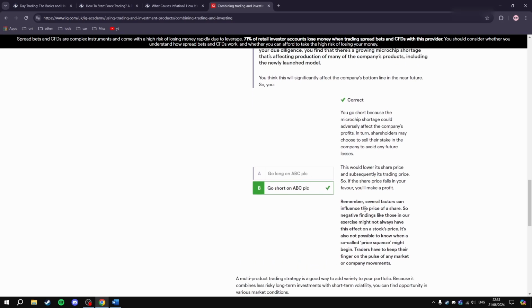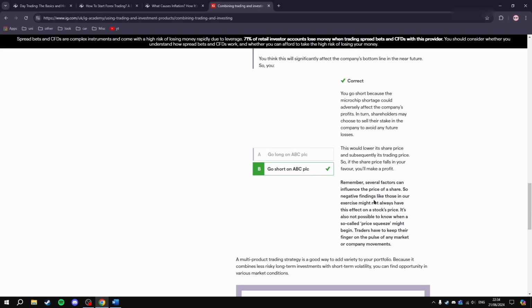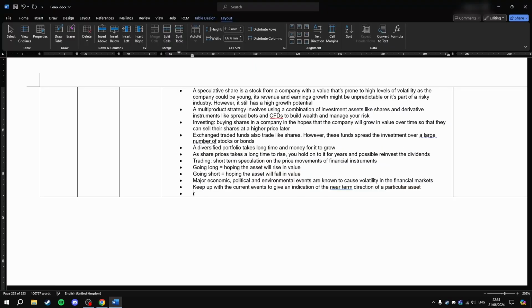Remember, several factors can influence the price of a share, so negative findings like these in our exercise might not always have this effect on a stock's price. It's also not possible to know when a so-called price squeeze might begin. Traders have to keep their fingers on the pulse of any market or company movements.